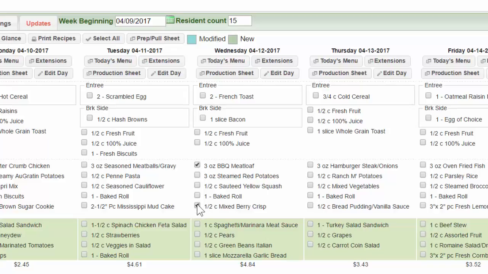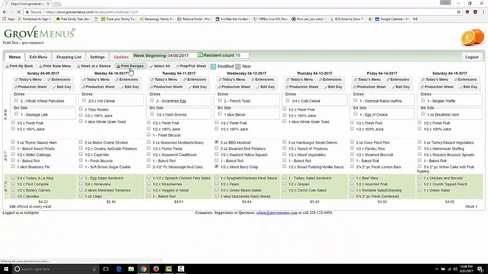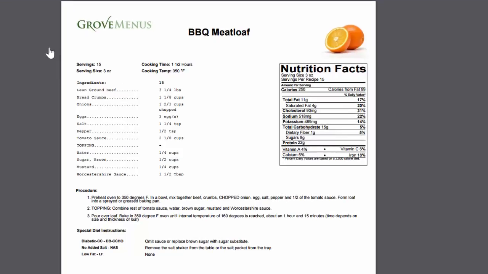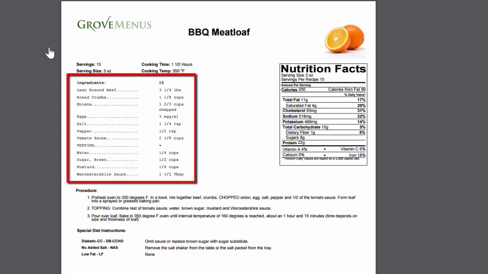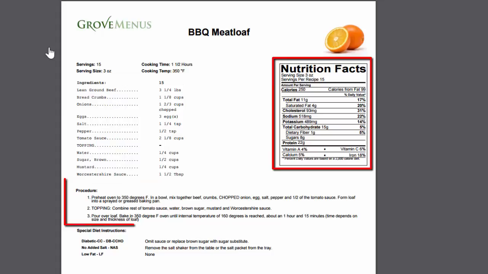Now to print and view our recipes, we can put check marks next to each one of the recipes that we'd like to view, and I've just selected 2, and then we print our recipes. And again, it opens up a PDF file, and we can save this to our computer or we can print it. But every recipe has the same format. You'll see the recipe name that we're serving 15, it's scaling it to 15. We have the nutritional facts and then the procedures.